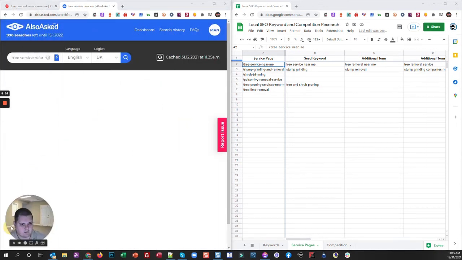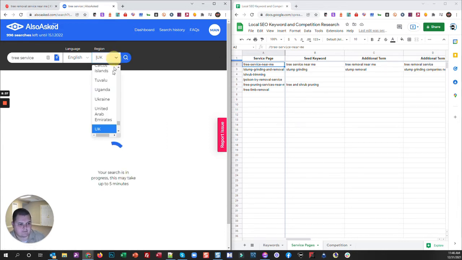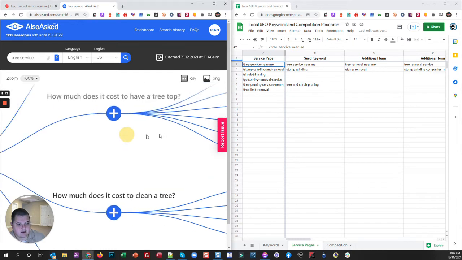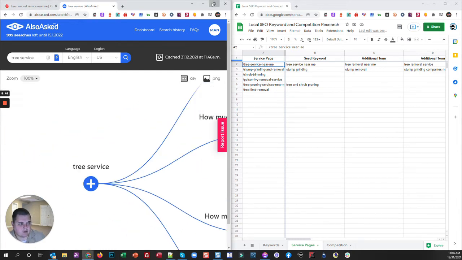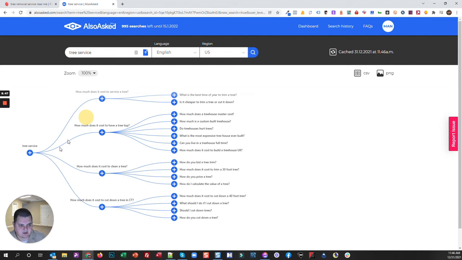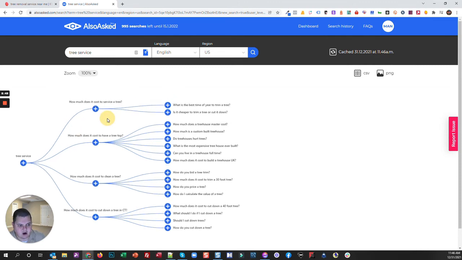So when I'm here, I'm going to say tree service, US. And you see here that it will go through and it will actually say, so tree service, right? How much does it cost to service a tree? These questions are actually coming from Google.